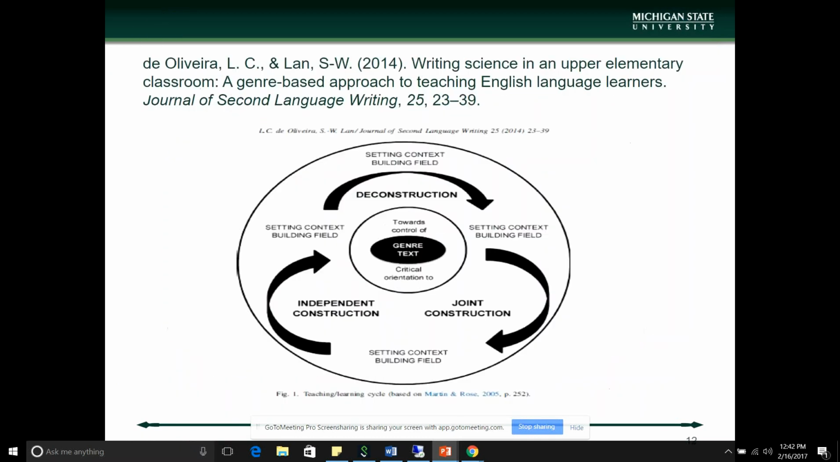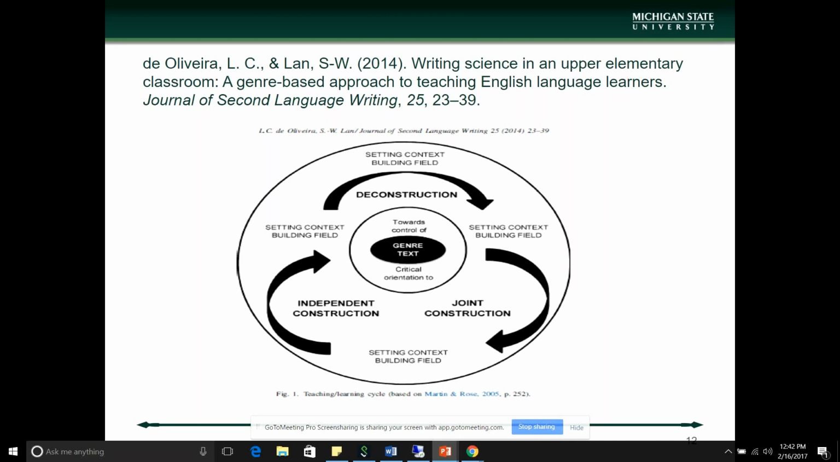You said you like doing this, Ryan. Do you have any suggestions for implementing the deconstruction, joint construction, and independent construction? I'm just looking at Nigel's comments here. He says he's found that collaborative writing is an excellent way to focus on content and writing in the joint construction stage. Yes, absolutely.